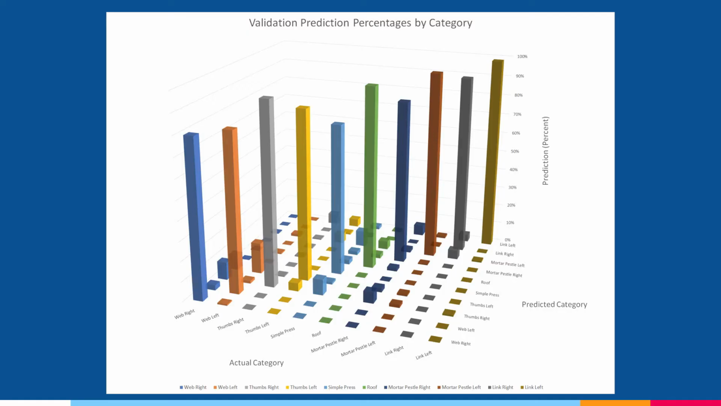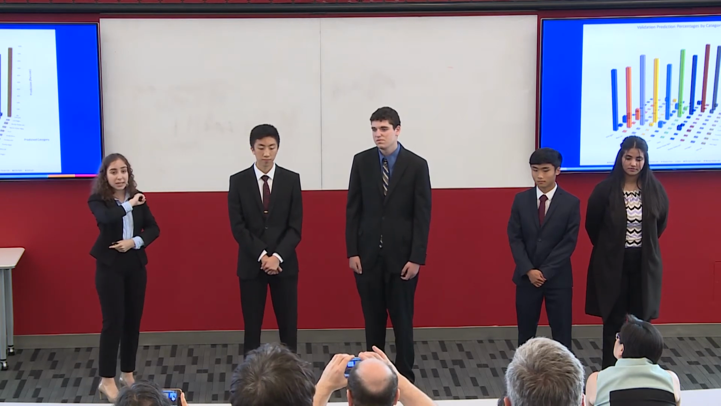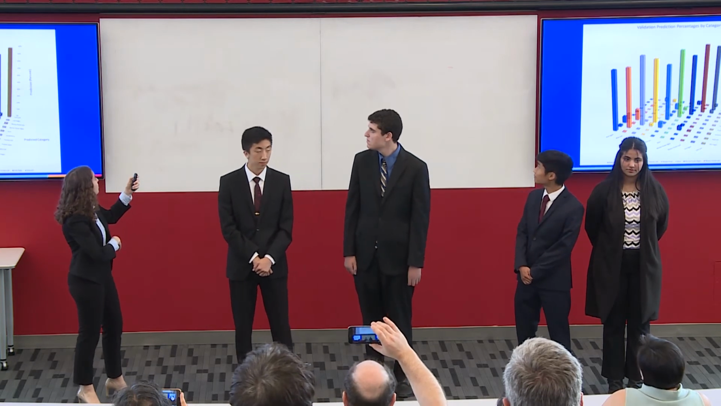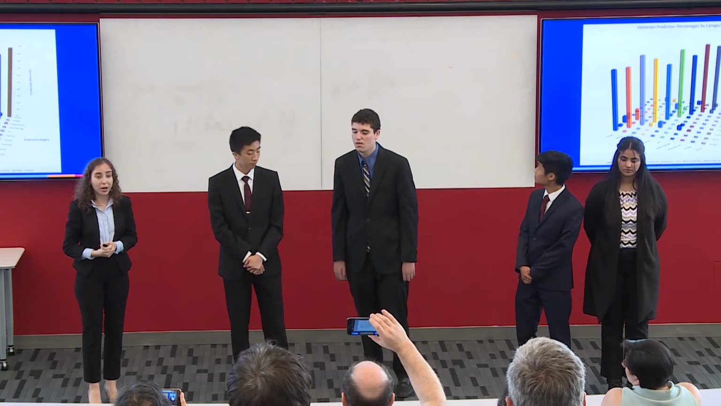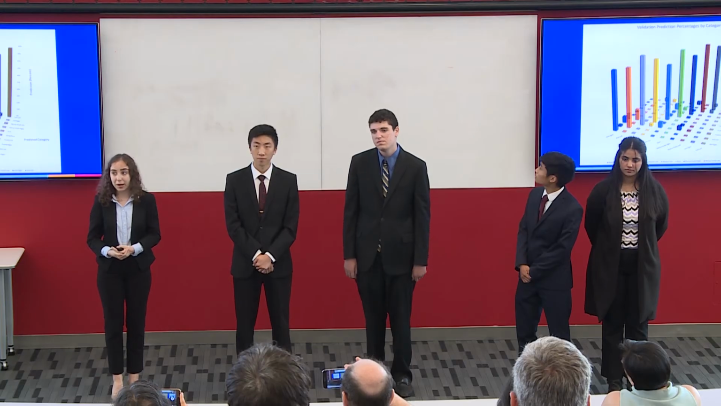And then here you can see a graph that shows the distribution of the different classifications of the images. If I were to read this graph, you can see the actual category on the x-axis, the predicted category on the y-axis, and this shows the different distributions. If I wanted to see how many of the images were labeled as web right from the web right category, I would look right here at this bar. As you can see from this graph, it's pretty clear that most of the images in the original training set were labeled with the correct classification.